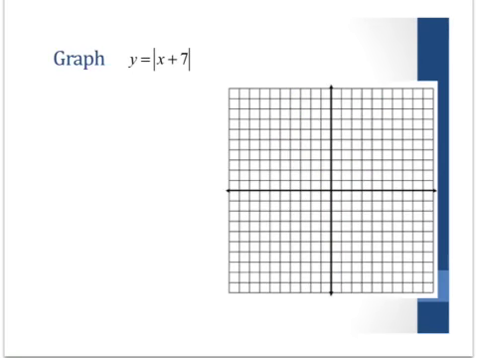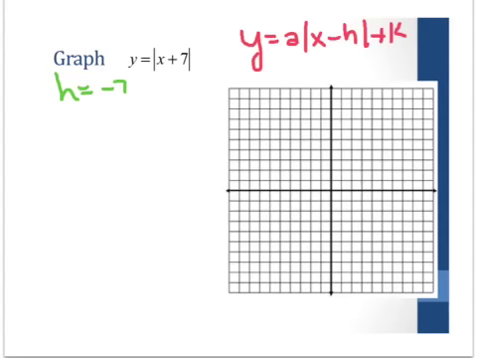So here I'm going to have a horizontal shift because I'm inside the absolute value bars right next to my x. I see a plus 7, so I want to recall my general form. And I know that I'm supposed to have a minus h. So if I don't see the minus there, that actually means that h is negative 7. And I'm going to go to the left 7, to the negative direction 7.